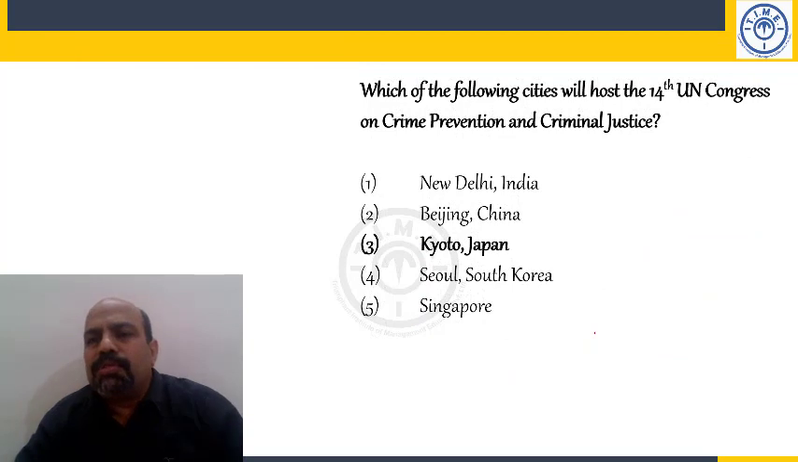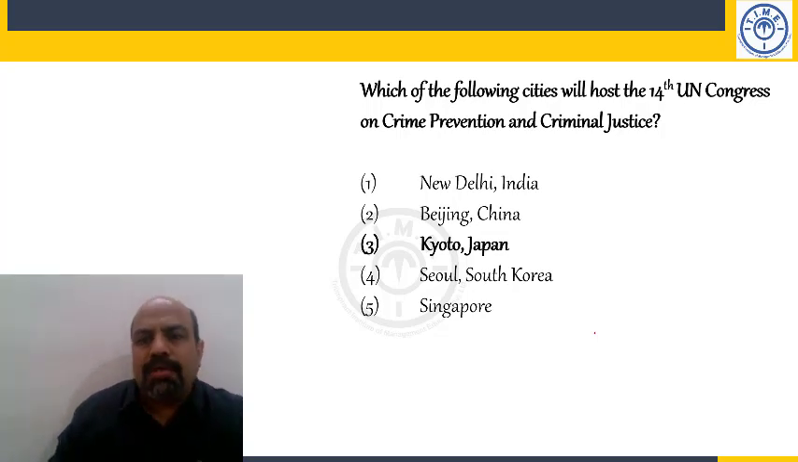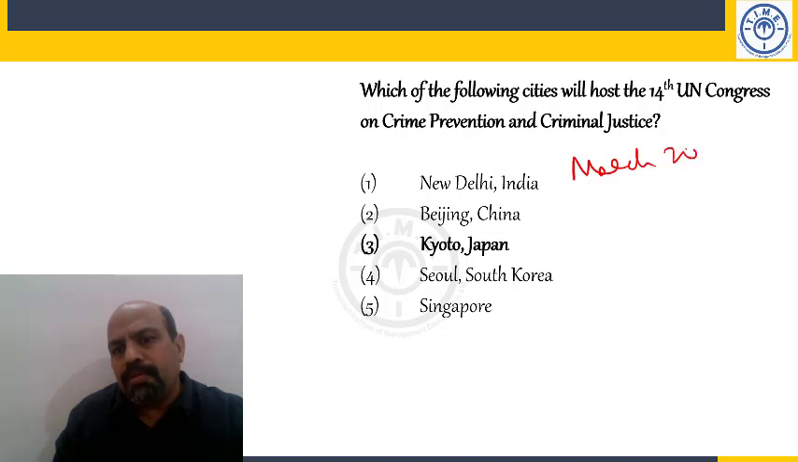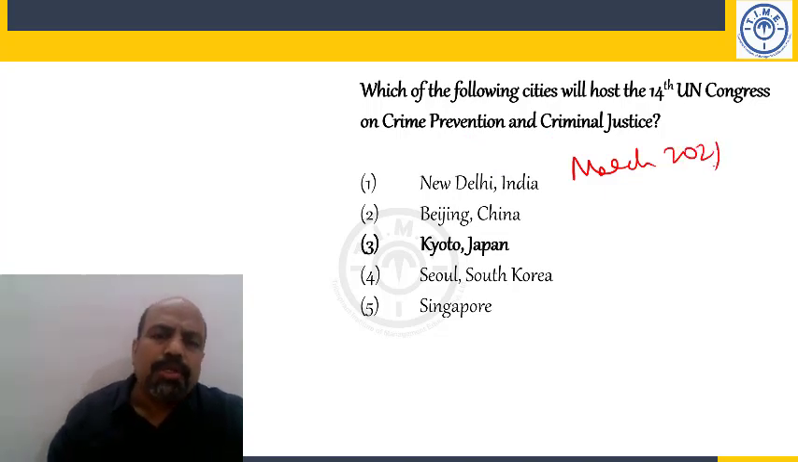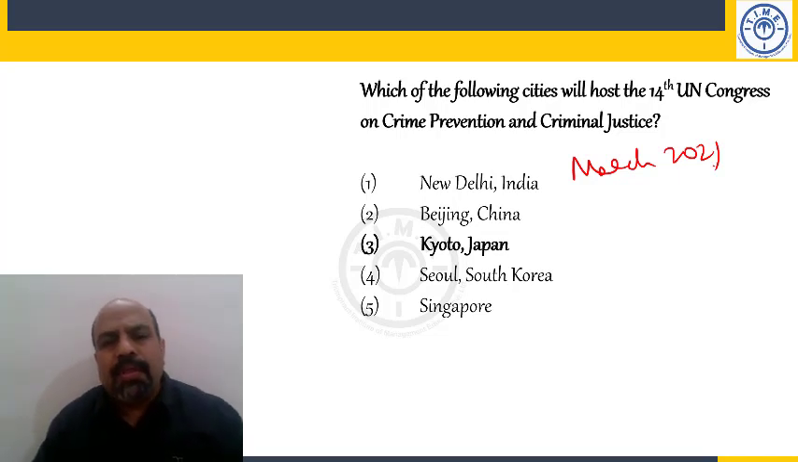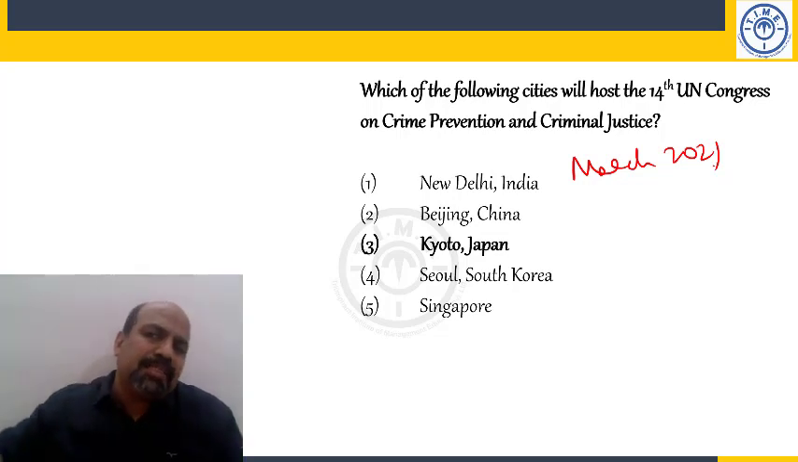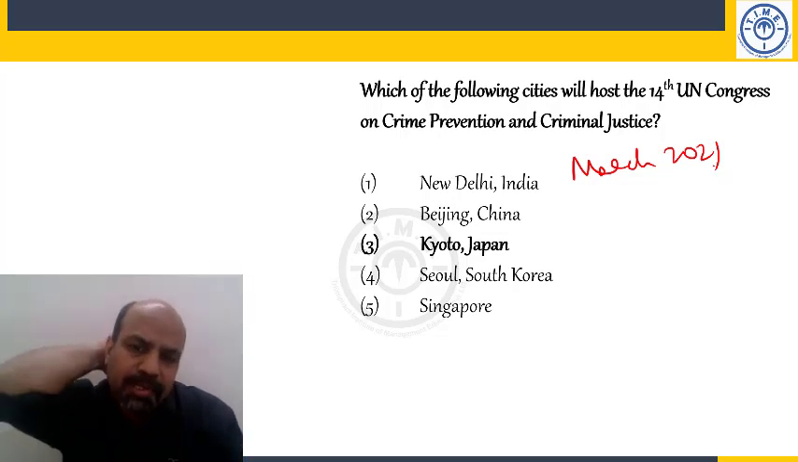Which of the following cities will host the 14th UN Congress on Crime Prevention and Criminal Justice? Kyoto, Japan, in March this year. It's a virtual conference, of course. Kyoto is the second largest city in Japan. Of course, this is one large agglomeration, Kyoto and Tokyo, completely connected as an urban area.